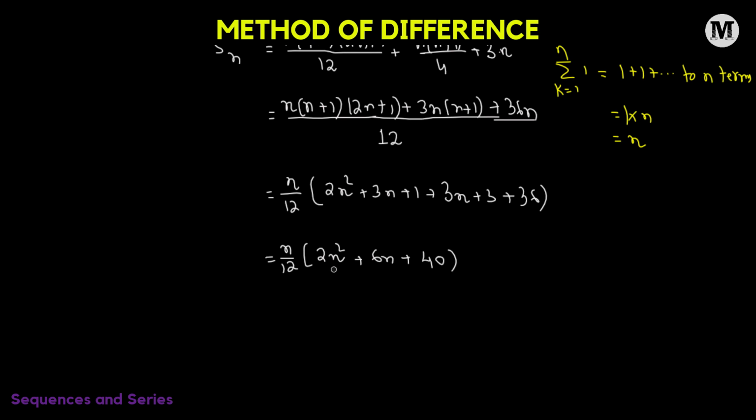Now what we can do, all of these terms inside the parentheses are multiples of 2, so we can factor out 2 from each of the terms, and that's going to leave us with n over 6 multiplied to (n squared plus 3n plus 20). So therefore, we have finally obtained the sum to n terms of the series, which is given by n over 6 times (n squared plus 3n plus 20).